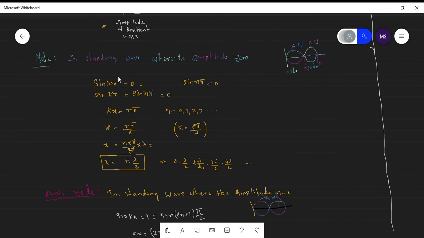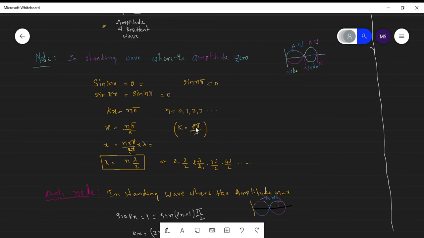Where the amplitude is 0, that is called a node. So according to the definition, at a node the amplitude of the wave is equal to 0. Therefore sin(kx) is equal to 0. This is possible when sin(kx) is equal to sin(nπ) is equal to 0, so kx is equal to nπ. Here x is equal to nπ by k.